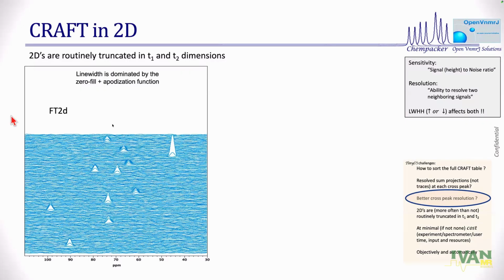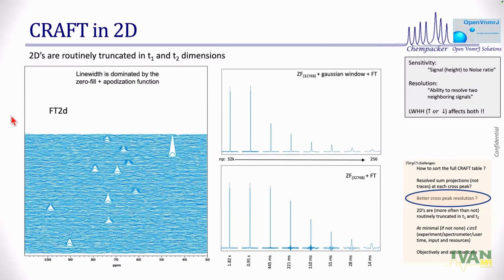The moment this is a 64 increment HSQC, if I may, and I am not happy that it is too broad, I would like to have it better. What do we mean by line width at the half height being affected by zero filling and apodization? If I don't apodize, these are a series of simulated singlets. It's a series of acquisitions, 1.82 second T max to 14 millisecond T max. If I just do an FT after zero fill, that's your peak height. That's your line width. That's the best you can do.